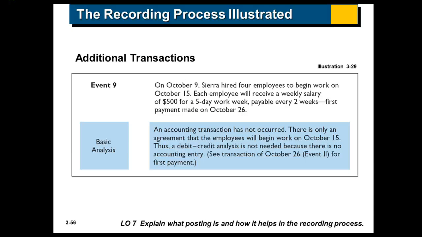As we look at this event 9, Sierra hired 4 employees to begin work. Each employee will receive a weekly salary. Now, this is not a transaction that needs to be recorded. Yes, an activity took place, but not a financial activity that we need to record. We'll only record it once we pay or those salaries have been earned.